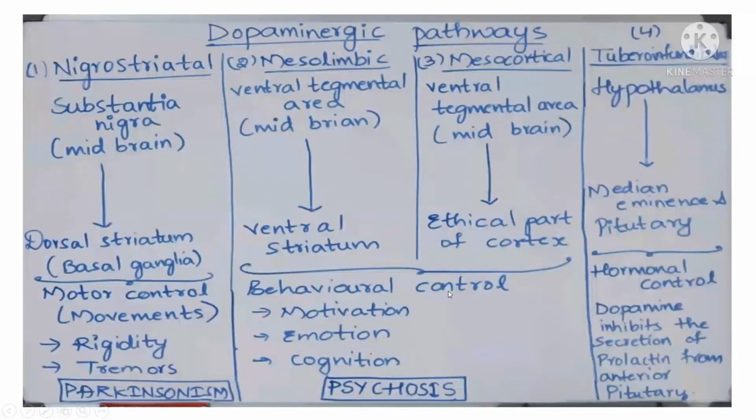And then the 4th one is tubero-infundibular. Here, the neurons start from the hypothalamus and go to the median eminence and pituitary. And this pathway is mainly responsible for hormonal control. For example, dopamine inhibits the secretion of prolactin from the anterior pituitary. And the next neurotransmitter is serotonin.